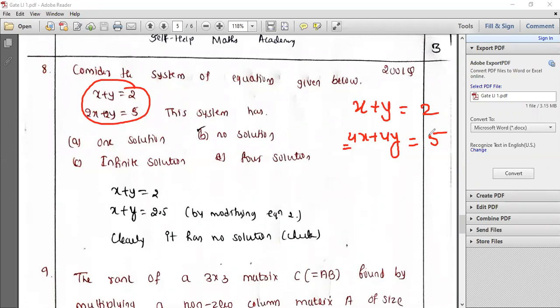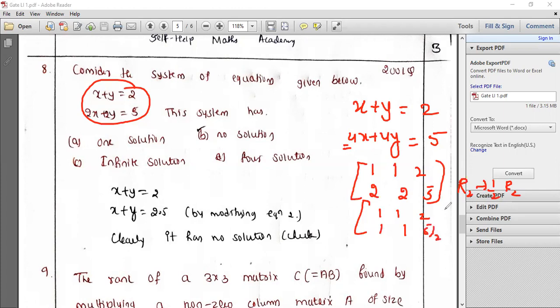Leaving aside the constant terms, if the coefficient matrix is matching, then please remember, without any hesitation or calculation, you can just say that this system will have no solution. For example, I'll show you in this case. If you take the augmented matrix, it is 1 1 2, and here it is 2 2 5. From R2, if you take 1 by 2 out, this becomes 1 1 2, and 1 1 5 by 2.